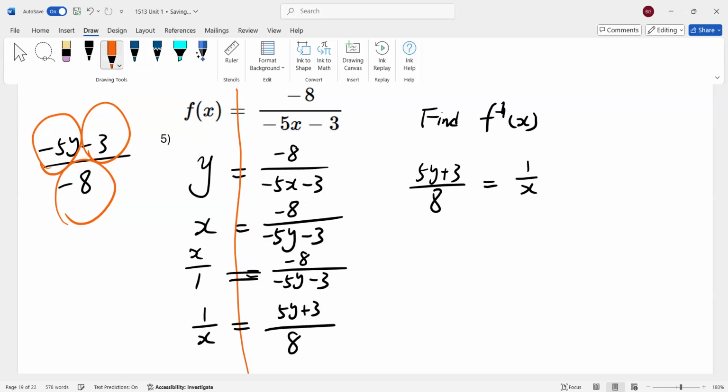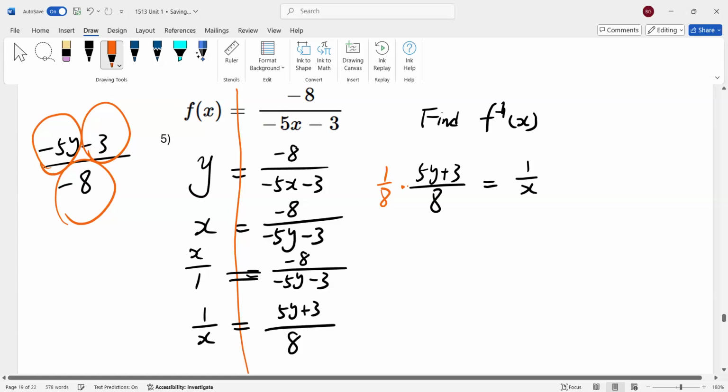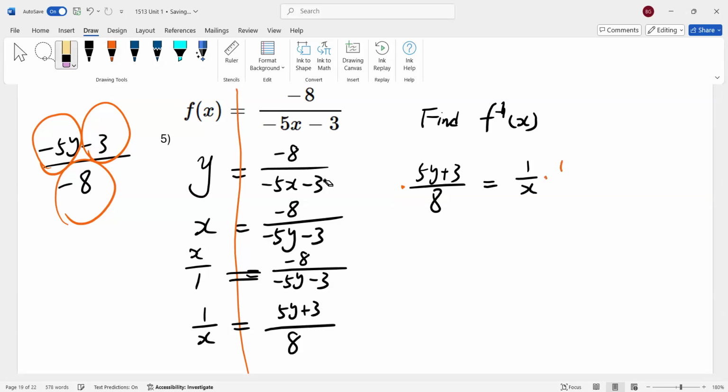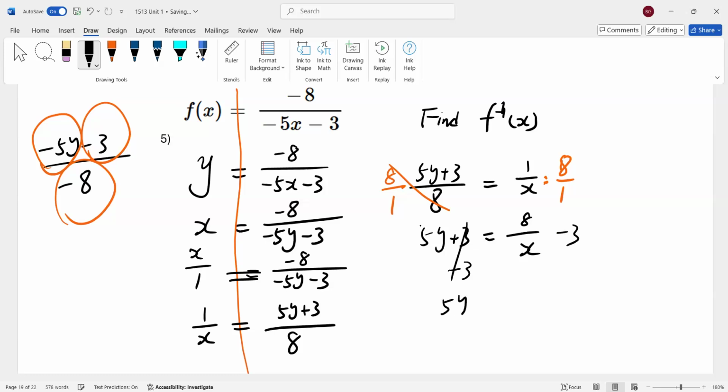And then we're going to multiply each side by 8 over 1, because I want to cancel the denominator 8 by 8 over 1. Then on the left side, we have 5y plus 3. The 8 is cancelled, right? On the right side, we have 8 over x. And then subtract 3 from each side. We have 5y equals 8 over x minus 3.